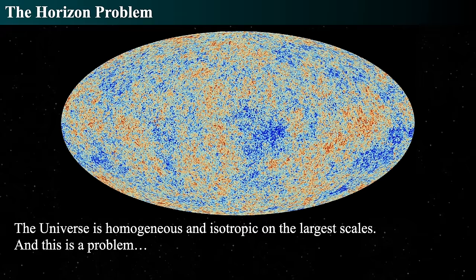All right, next is the horizon problem. First and foremost, we stated that the universe is homogeneous and isotropic on all size scales. Apparently this is a problem, because what the cosmic microwave background map shows is that no matter which way we look in the sky, the universe has the same temperature. If you measure the black body spectrum of any patch of the sky, it can be characterized by a 3 Kelvin background black body.